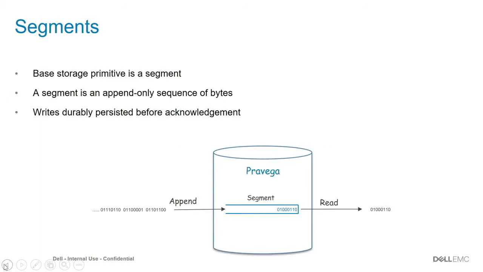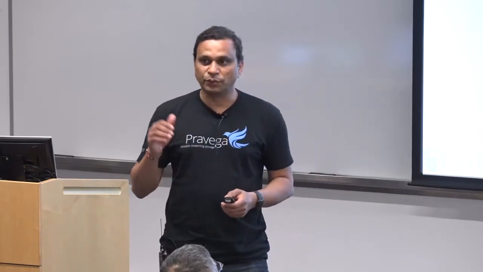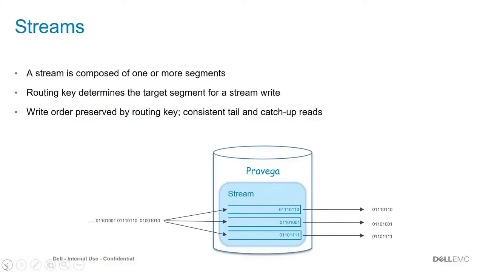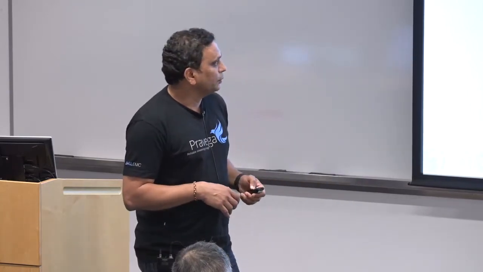All right, in Pravega, a stream is made of segments. A segment is a fundamental, even lower level storage primitive that we use. A segment is nothing but a sequence of bytes that you write into, and then you ack back, so it's durably stored all the time. Now, a stream is made up of several segments like this. And when you write, you typically give a routing key, which determines which segment you're writing to for that specific routing key. Right? So that's a stream.